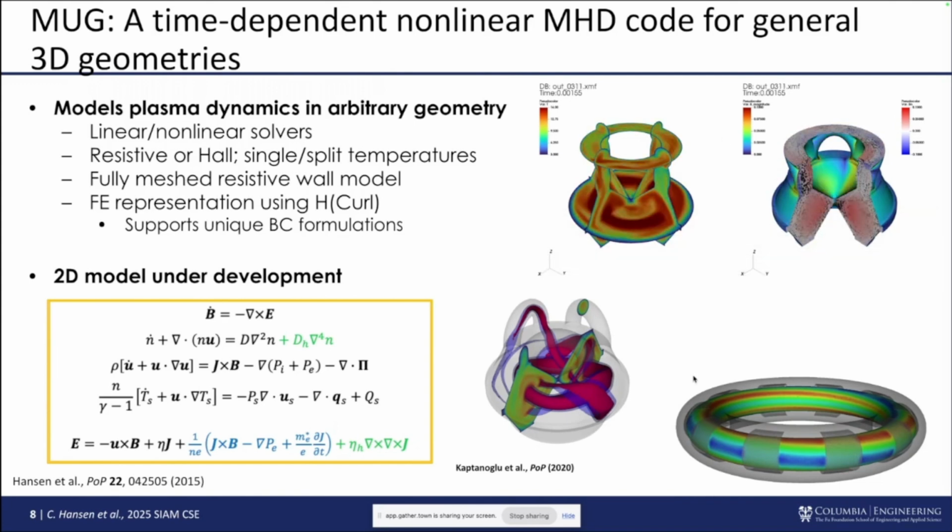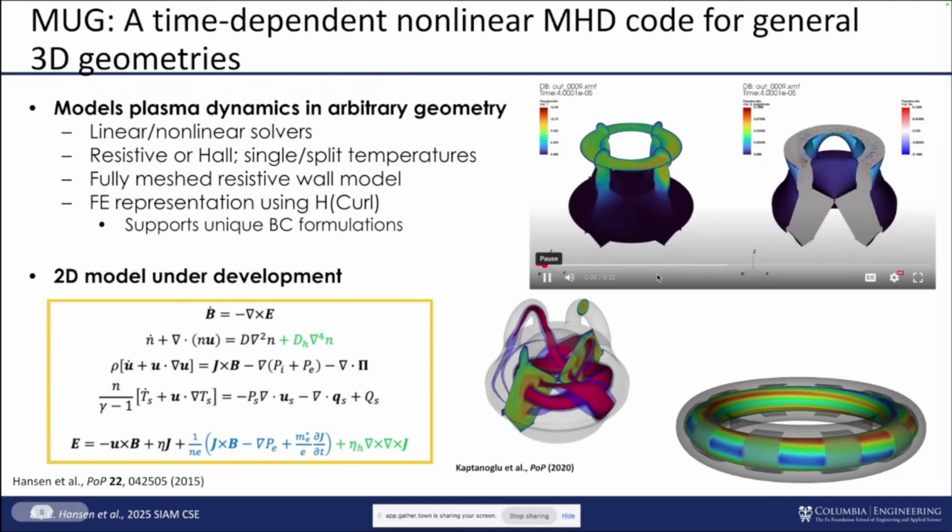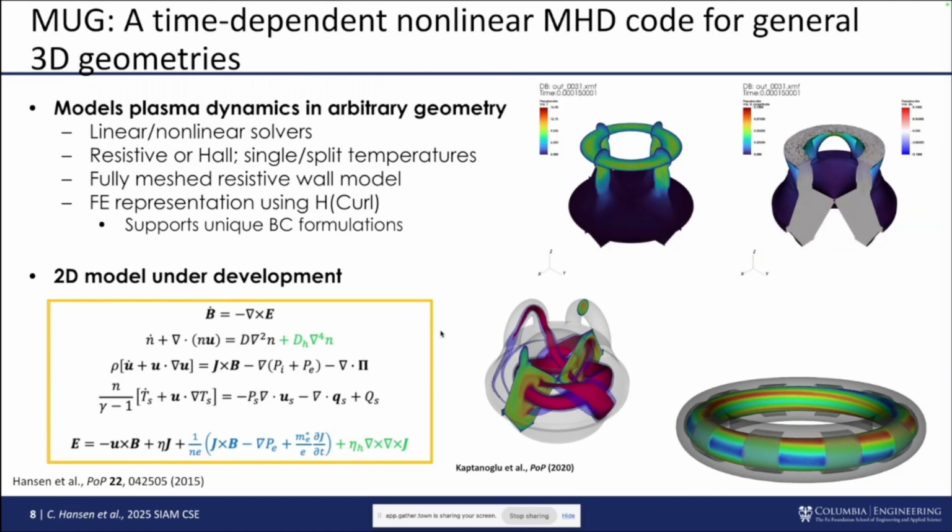So here's an example of running a very complicated plasma domain. This is the HIT-SI experiment that was operated at the University of Washington. And this is running an MHD model described here. We're also developing a 2D model at the moment, which will allow more direct interactive usage for educational and other purposes.